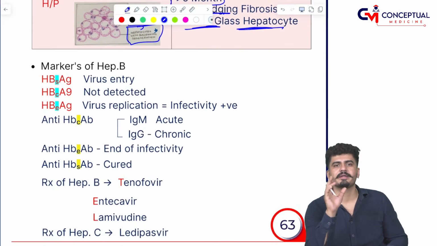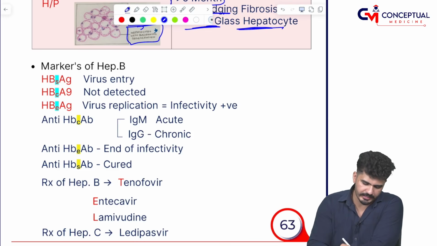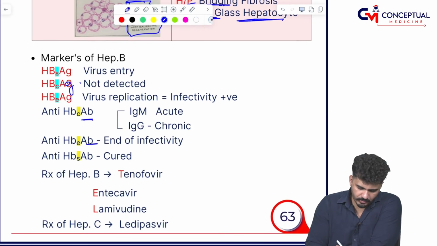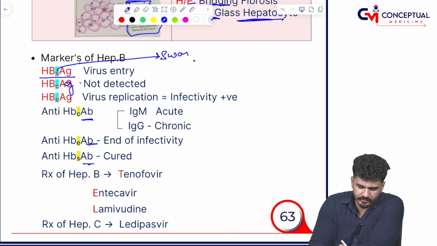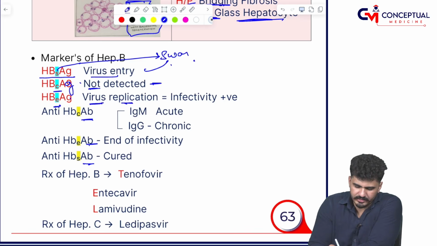Now markers of hepatitis B. So remember there is an antigen, okay, antigen, and there are the antibodies. If HBsAg is there, that means the virus has entered. HBcAg means it is hidden, not visible. HBeAg means replication has started, the infective phase is going on.